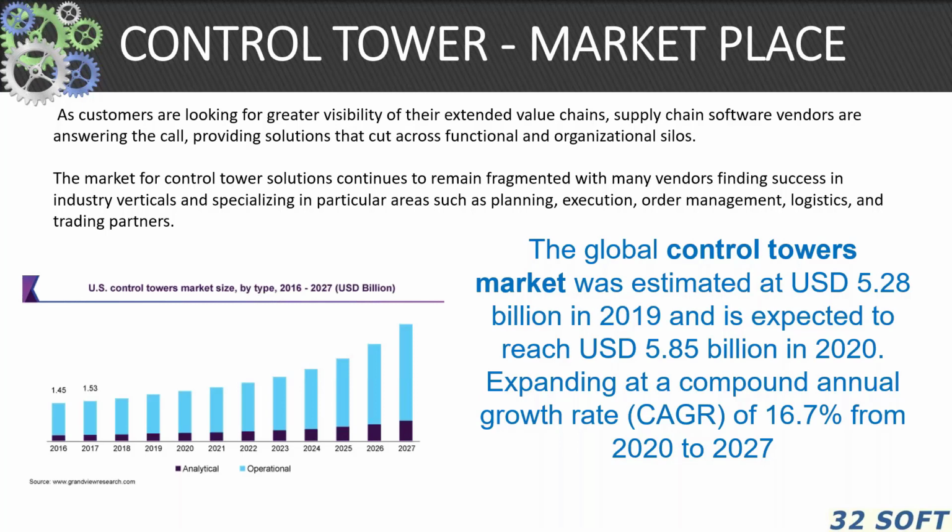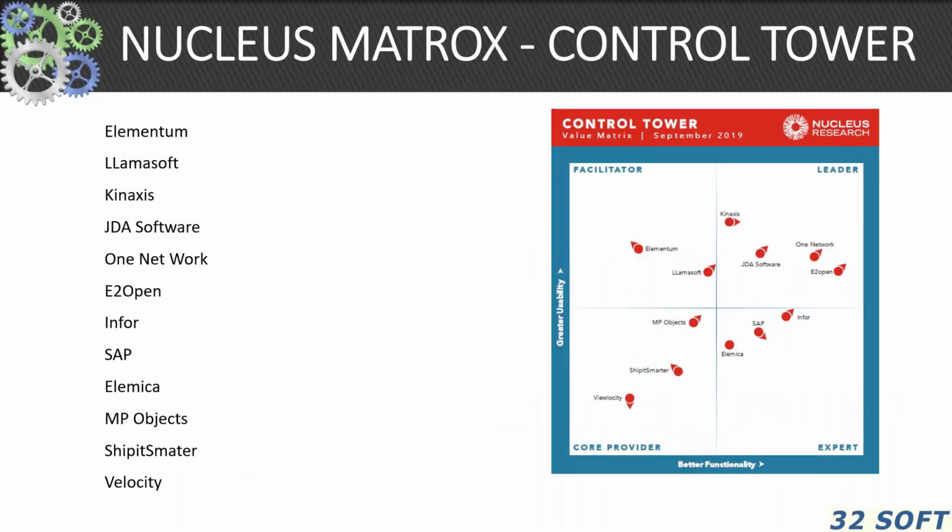Although originally designed to deliver visibility, many vendors are shifting their control towers to where there is a promise of an autonomous supply chain. The control tower market size was valued at about $5.8 billion in 2019 and is expected to compound at an annual growth rate of about 17% to about $18 billion by 2027.